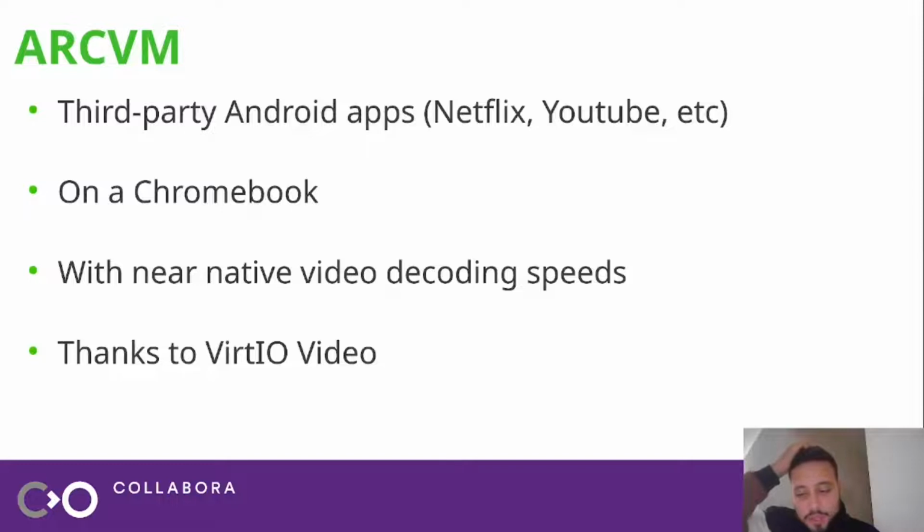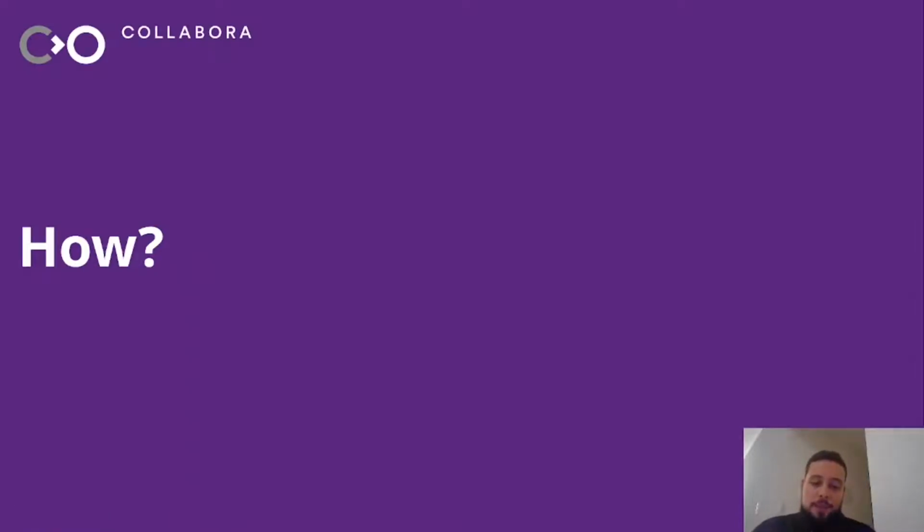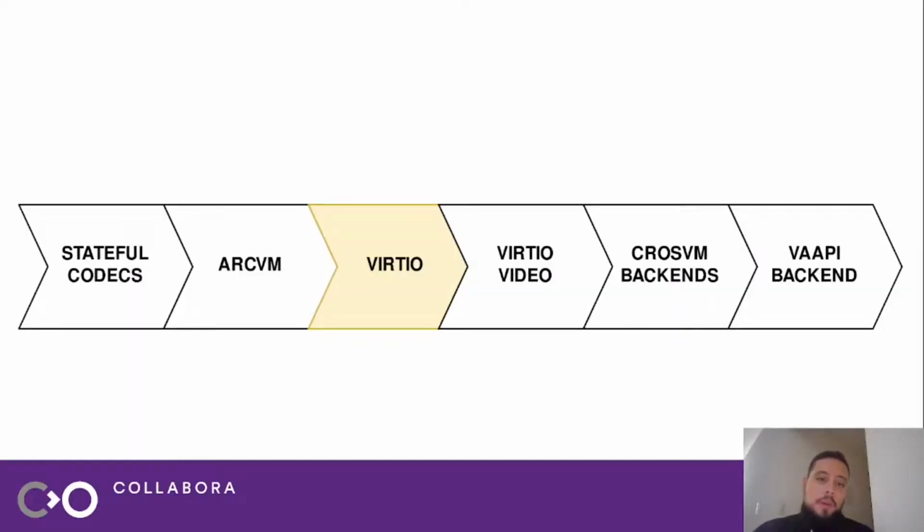In particular, this means that you can run any kind of third-party Android application, in particular for the purposes of this presentation, video apps such as the Netflix app, YouTube, or anything really that has to do with video on a Chromebook with near-native video decoding speeds thanks to Virtio Video today. And once we say this, I guess the next natural question is how does this happen? In order to understand how this happens, we have to talk about Virtio and then about Virtio Video in particular.